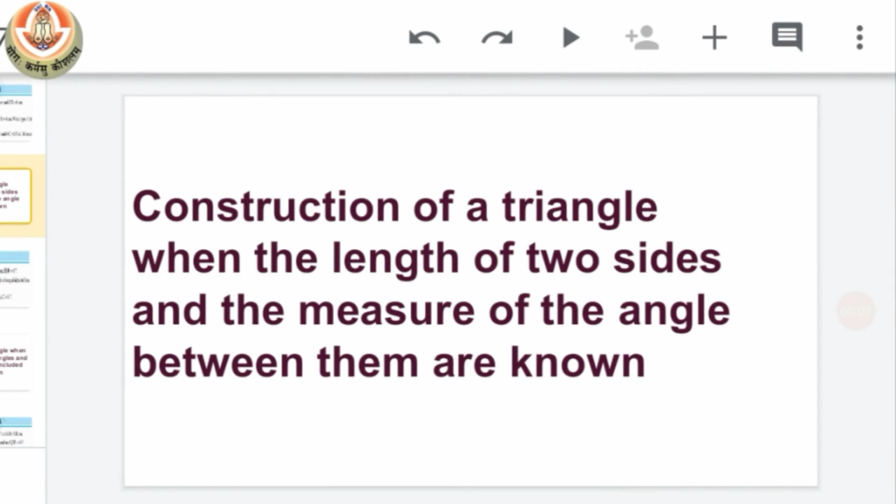Class, today we have learned about construction of a triangle when the length of two sides and the measure of the angle between them are given.